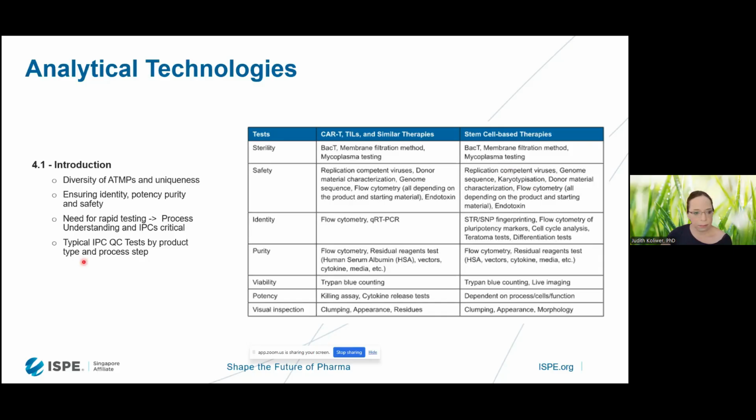And a few last comments, what we also see as very important here. One is our typical IPC and QC tests by product type and process steps. So that, of course, we really have very early on a complete testing plan when it comes to our release tests. Ensuring identity, potency, purity, and safety, the usual. But also when it comes to how do we have the possibility, for example, to combine our identity tests. So that's really what all of these discussions are around.